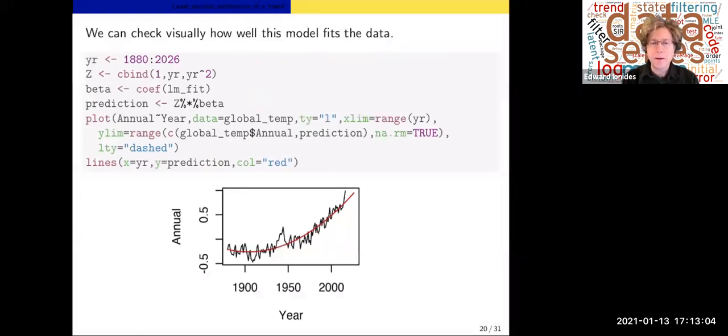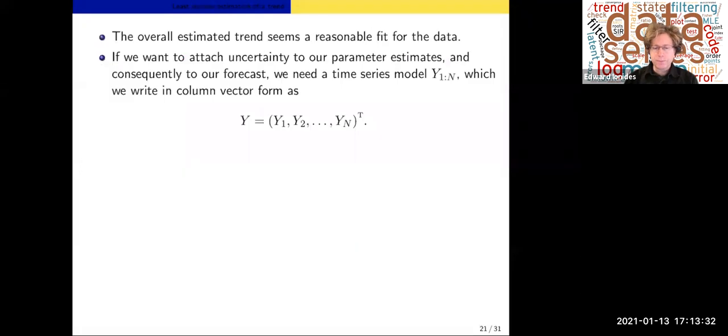When we have a fitted trend, perhaps the first natural thing to do is to see if it looks appropriate given the data. So you see how visually it fits the data. And here I've given you a plot and just some code to construct the plot. And it seems like it's doing a reasonably good job. So let's say the overall estimated trend seems a reasonable fit for the data.